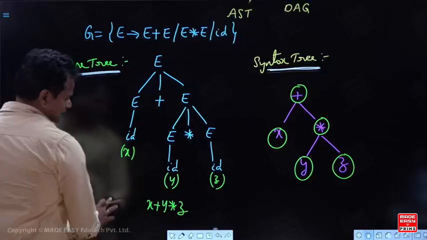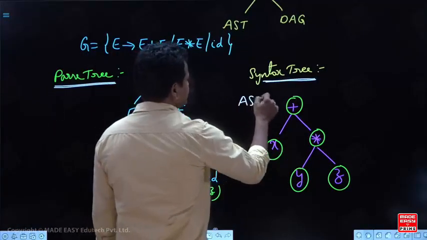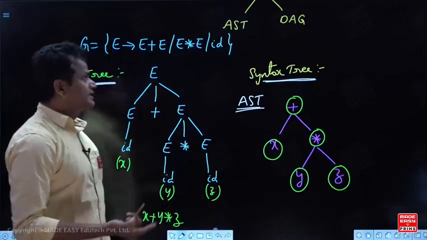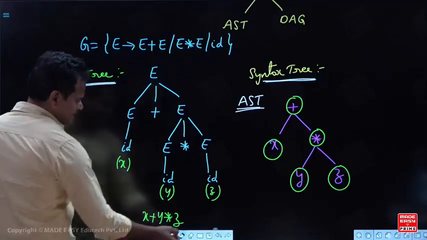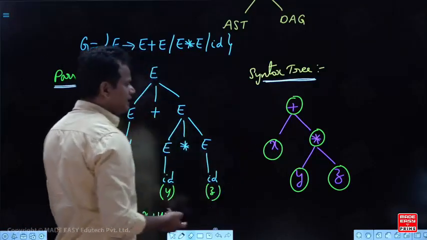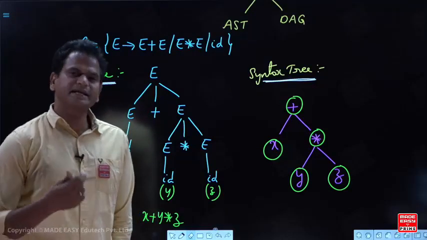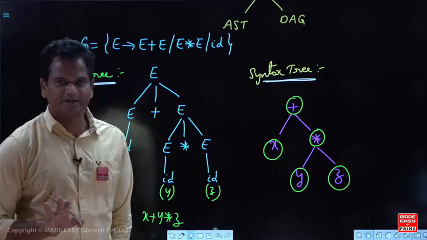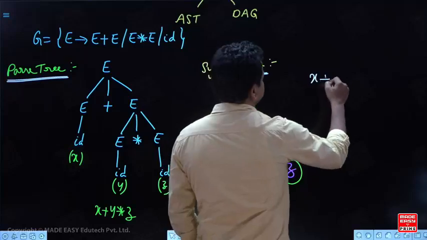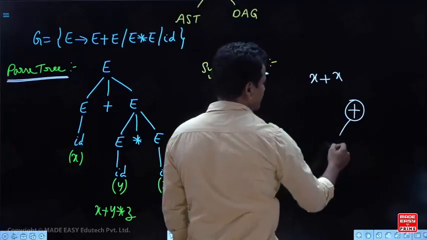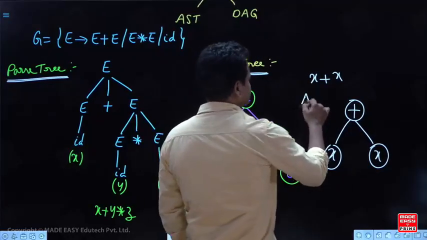Now, this is a syntax tree as well as an abstract syntax tree. So what is the difference between abstract syntax tree and directed acyclic graph? In an abstract syntax tree, any node you can create any number of times as per the requirement. Example, simple: x plus x. So I will consider it like this, x plus x. This is an abstract syntax tree.